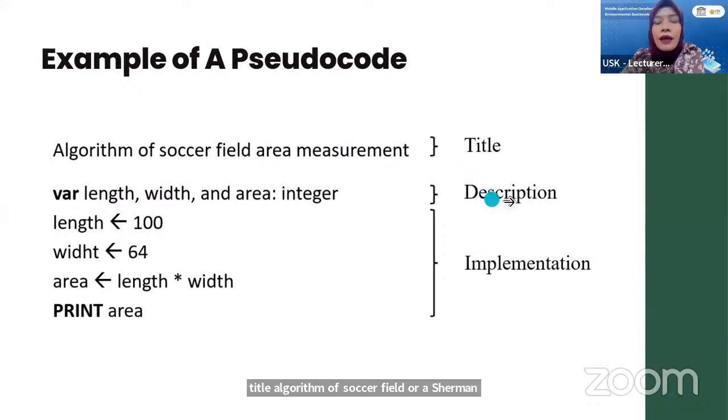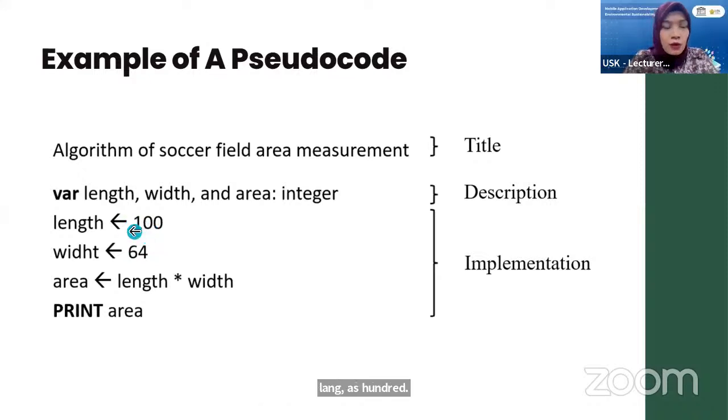And then there will be a description. We have here the variables length, width, and area, and their type is integer. And then this is the implementation. So this is the set of instructions. The first one, you assign the length as 100. So you assign 100 to the length.